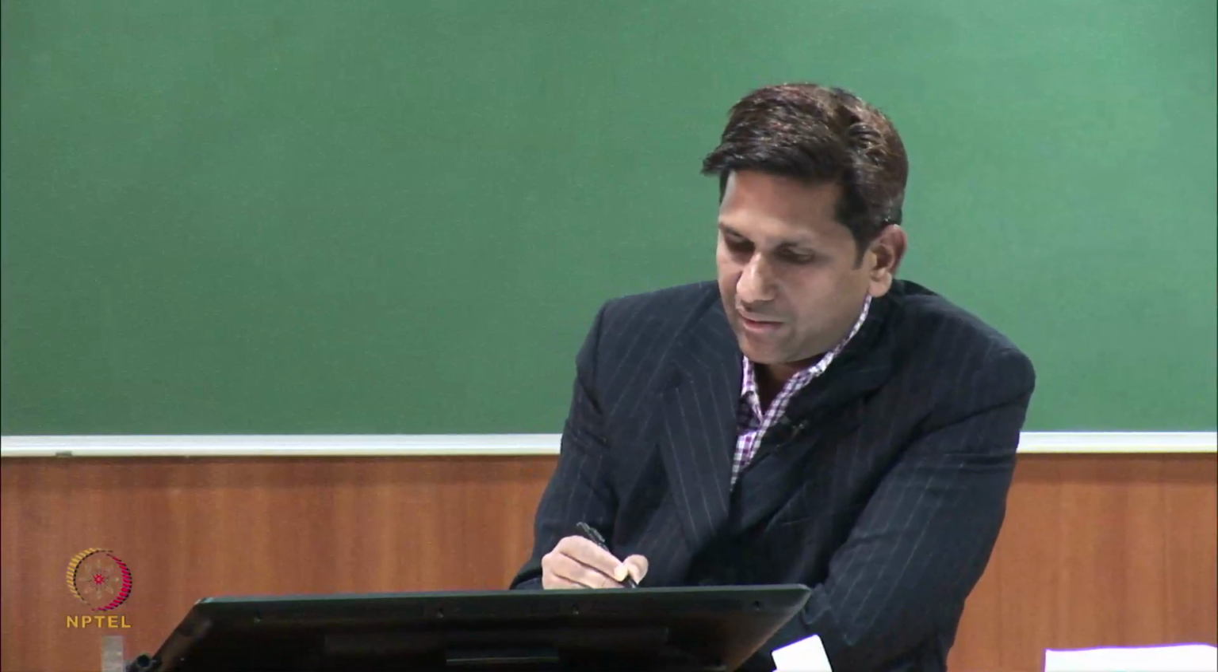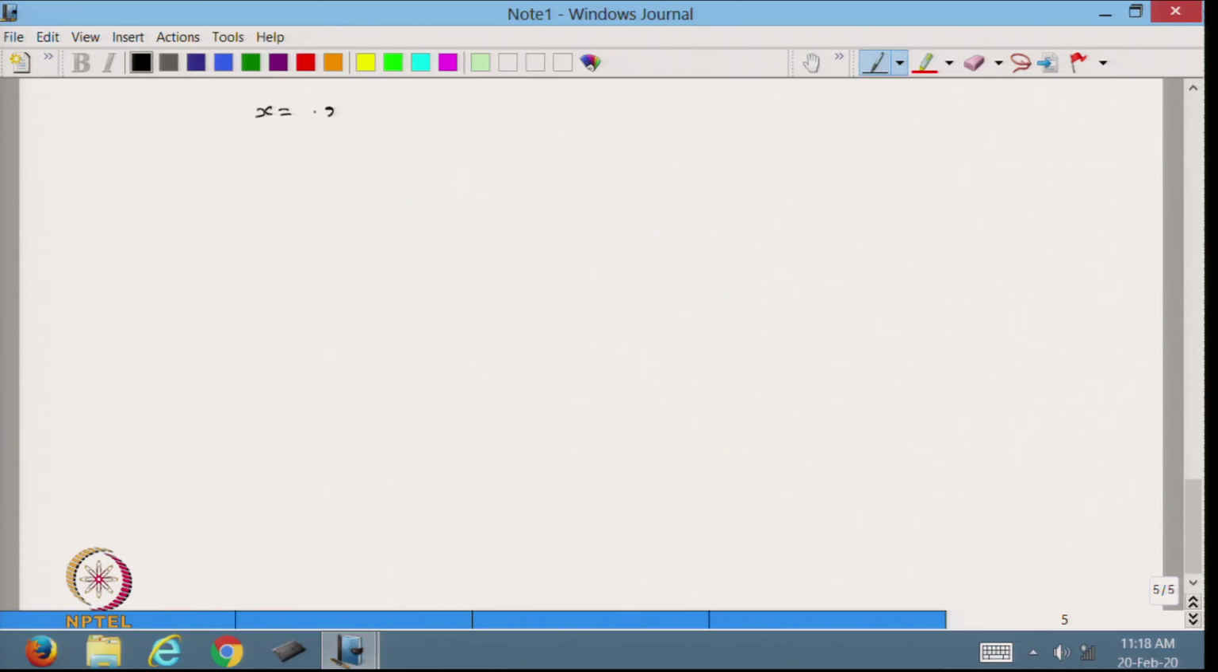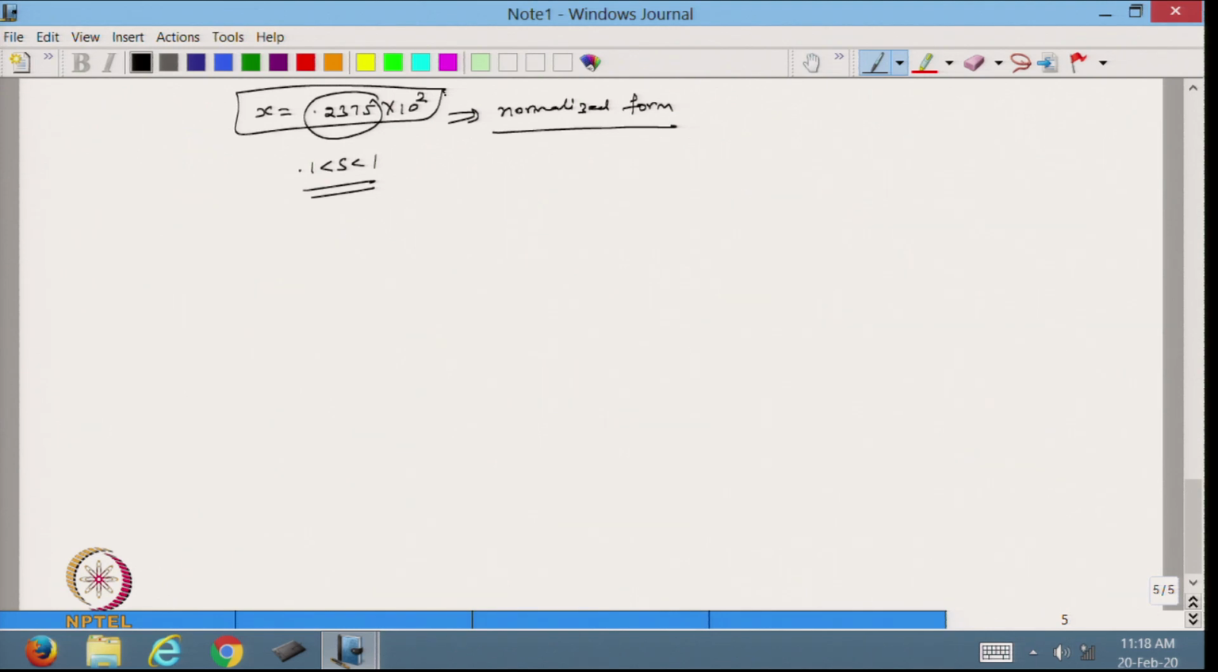Now, the same number I can write as x is equal to 0.2375 into 10 raised to power 2. In this case this is my s, so it is between 0.1 to 1. So, that is the normalized form. In the normalized form we put all the digits, whatever the non-zero digits are, on the right of the decimal and raise the power whatever is needed. So, that is the normalized form of the value x.